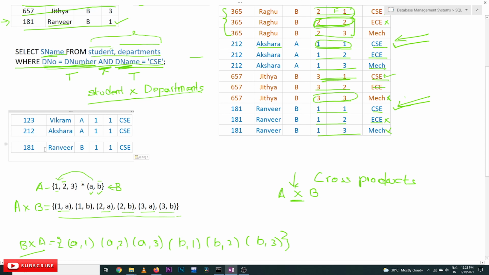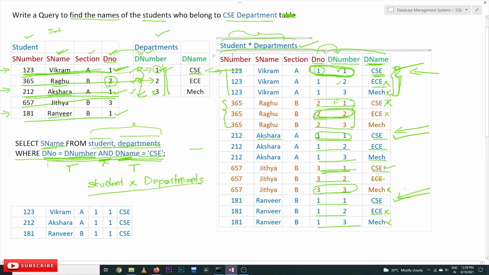Okay, so combine these two. I'll put it here. These are the three rows that got picked. This is the result of the Cartesian product of these two, and next are these conditions. With these conditions, all these rows got picked. And from this table we have to identify the S name. Try to understand this point.